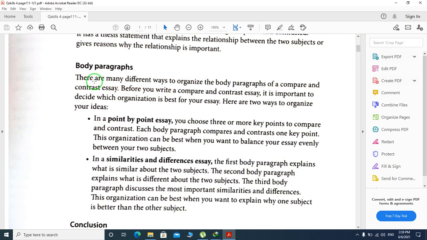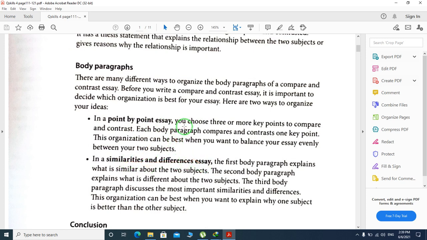Let's quickly read what body paragraphs should look like. There are many different ways to organize the body paragraphs of a compare and contrast essay. Before you write one, it's important to decide which organization is best for your essay. Here are two ways to organize your ideas. You can organize your essay in two ways. One is a point by point essay, and the other one is a similarities and differences essay.